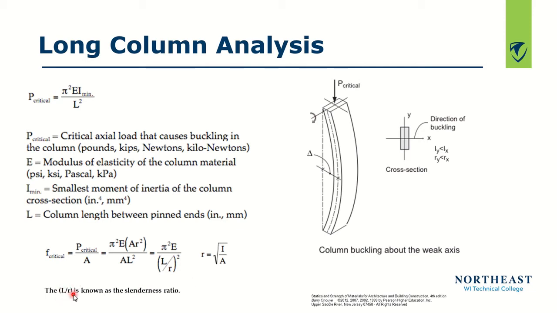So L over R, or L over D, or L over r, same. Those two terms are used interchangeably. R is a slenderness ratio. So this is how columns buckle. They're not going to crush, they're going to buckle. So we need to figure out that load before they start bending like this, because we can't buckle.